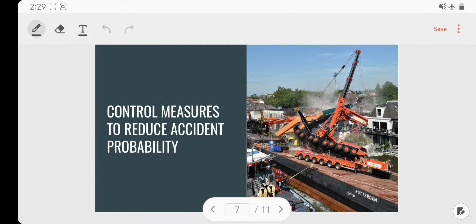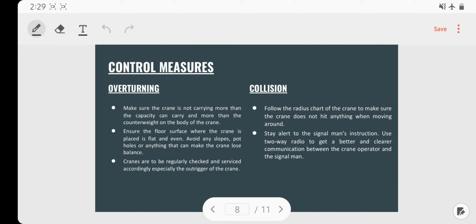Alright, these are some control measures to reduce the accident probability. For overturning, you have to make sure the crane is not carrying more than the capacity it can carry and more than the counterweight on the body of the crane. Every crane has its own counterweight, which is to counter the weight of the objects being carried. So you must not exceed the given weight limit from the manufacturer. Every crane has its own limit, and you have to follow the limit.